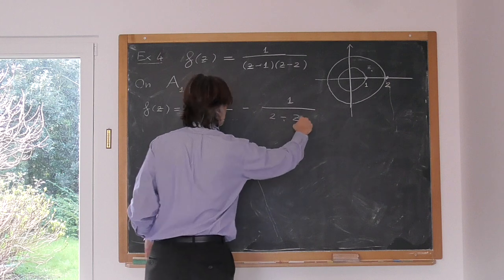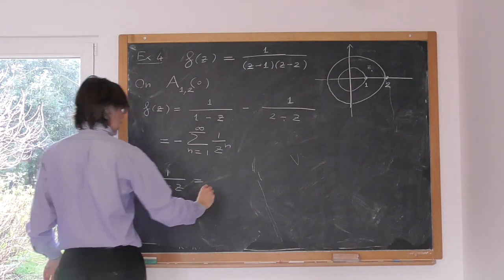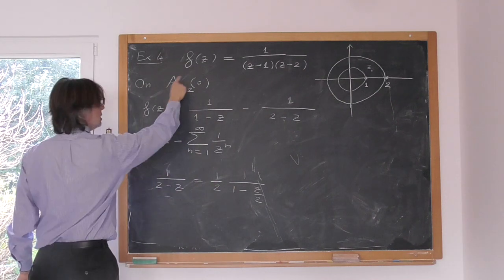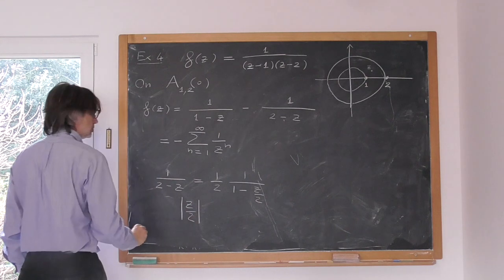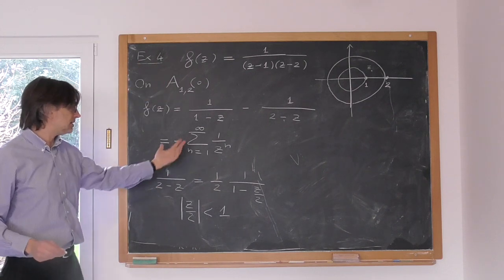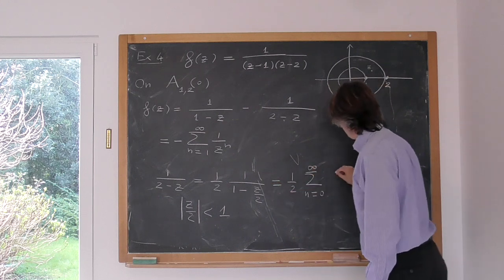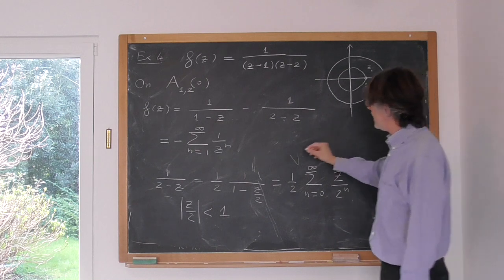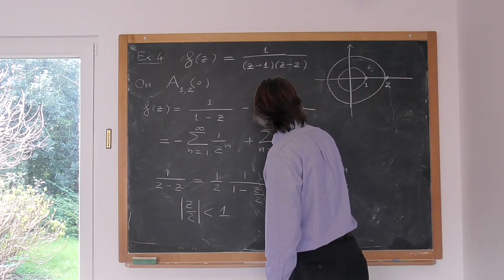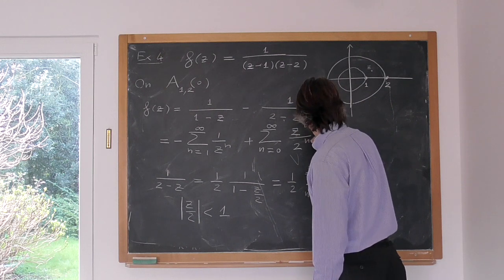And here again, this term, let's do it separately, 1 divided by 2 minus z, I can write as 1 half times 1 divided by 1 minus z over 2, and now in this annulus, z over 2 in absolute value is less than 1, because the absolute value of z is less than 2. So again, this is the sum of the power series, so this is 1 half sum n goes from 0 to infinity of z to the n over 2 to the n. Maybe we can also take the 2 inside, so n goes from 0 to infinity, z to the n over 2 to the n plus 1.